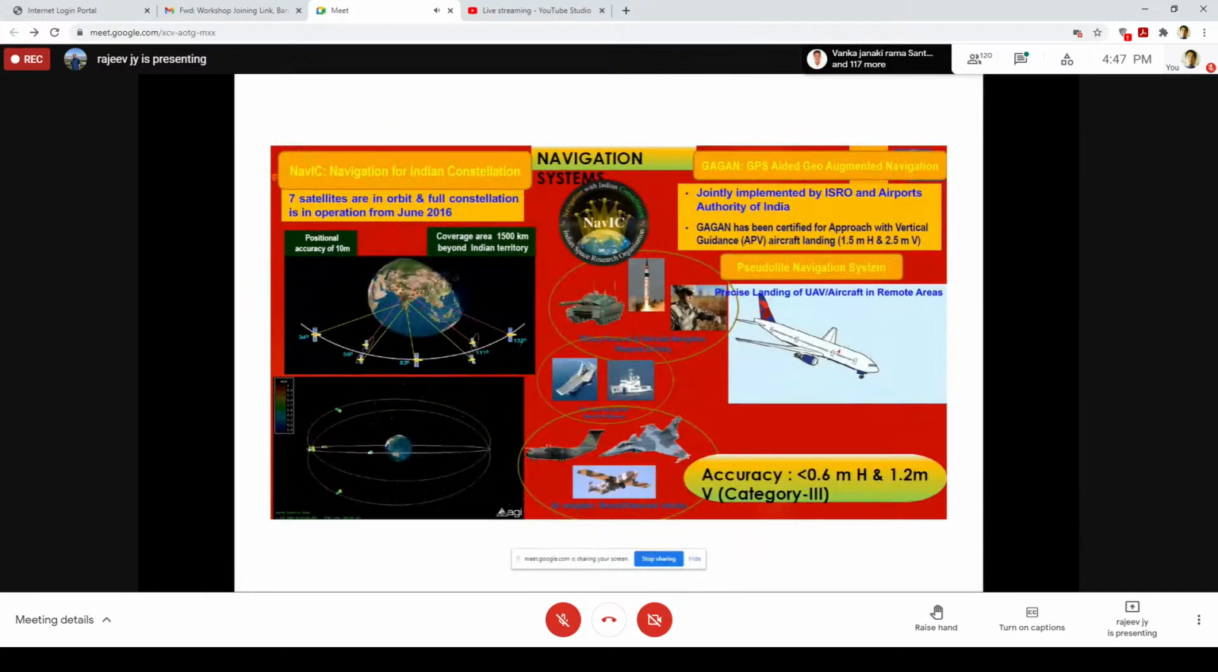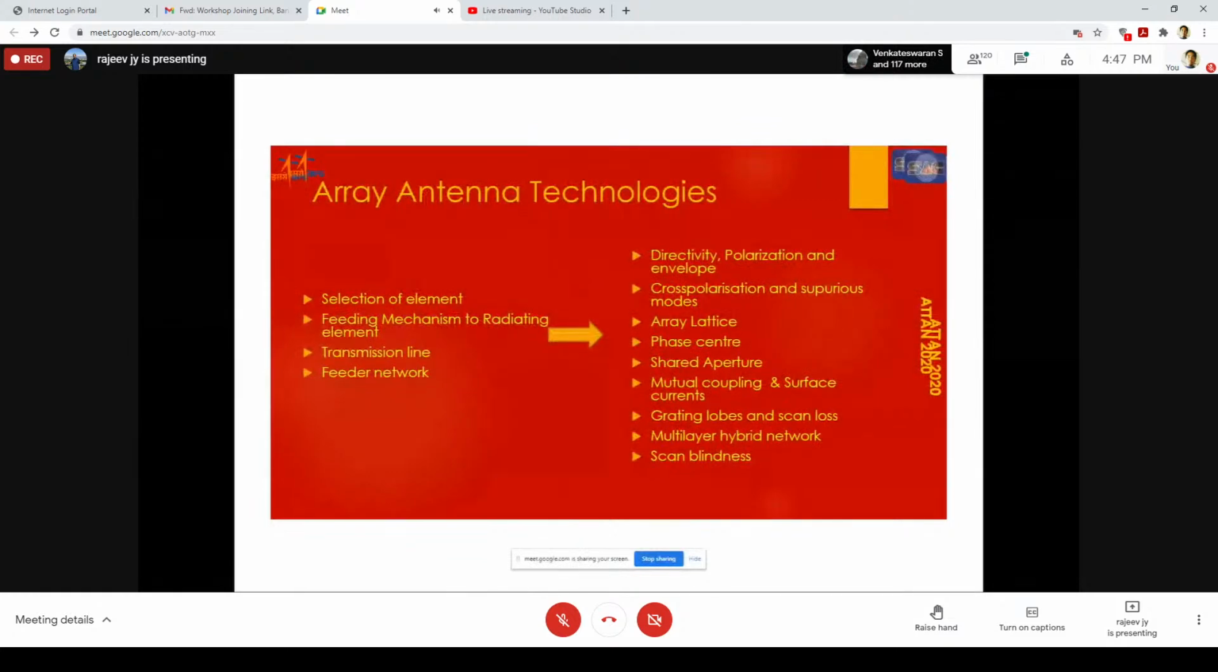I will only say that this is also one of the areas now picking up. A lot of applications are coming from navigation for Indian satellites. So I will concentrate only on the antenna. I will first talk about array antennas.